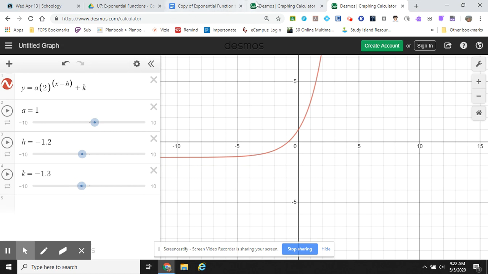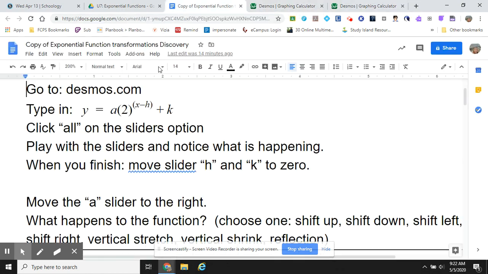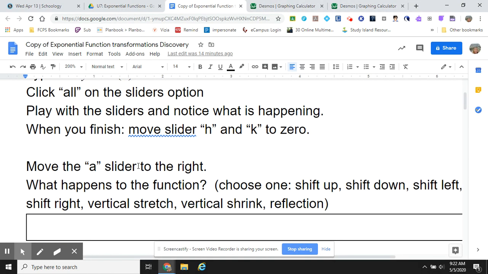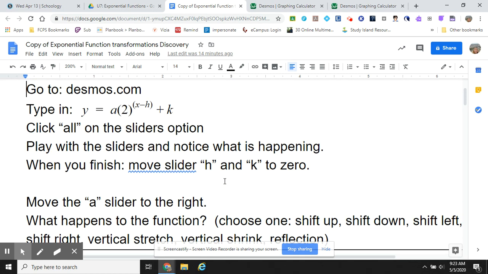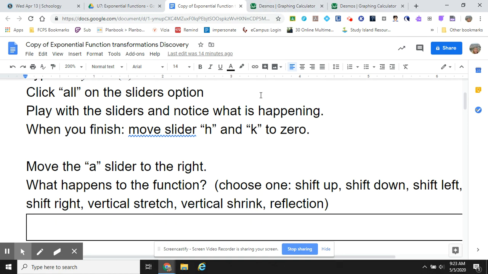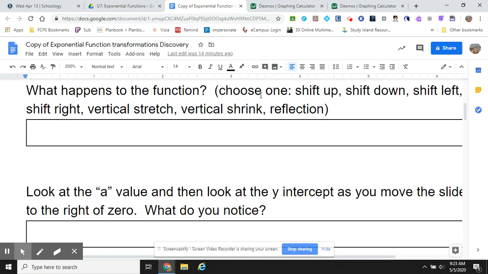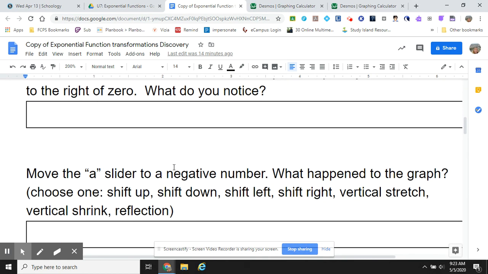So after you play around with it, you're going to go in and do what the steps in the document say. It says move the a slider to the right. What happens to the function? Here's the vocabulary. It's kind of multiple choice. So you do have a choice here. Like I said, your answer should be reasonable. I shouldn't see things like it looks like Mickey Mouse. That's not an appropriate answer. Just to be funny, pick the answers. So you're going to move the a value to the right of 0. What do you notice? You're going to make it negative.